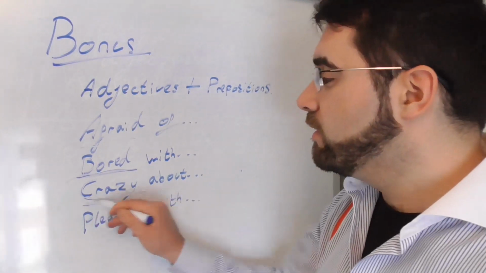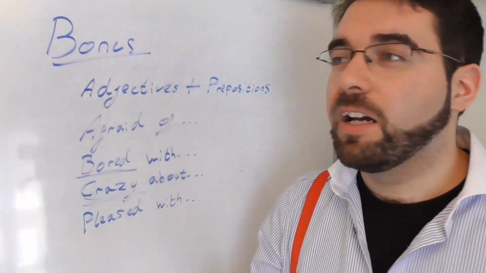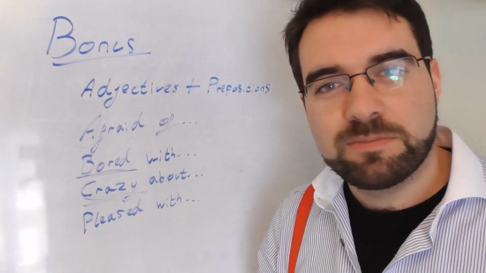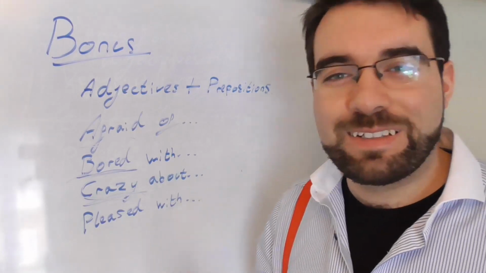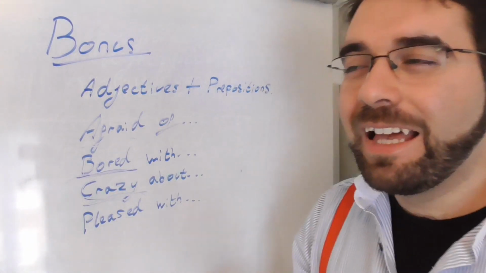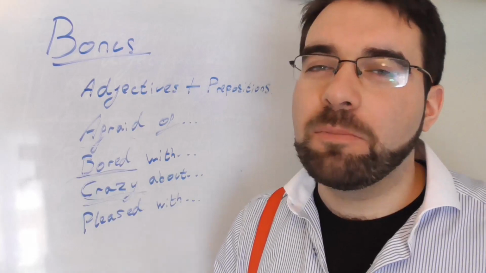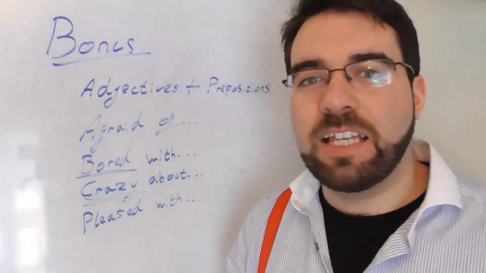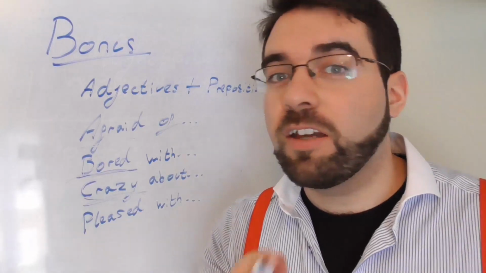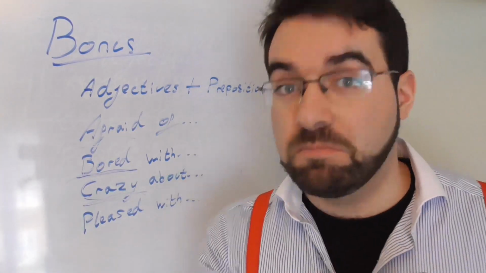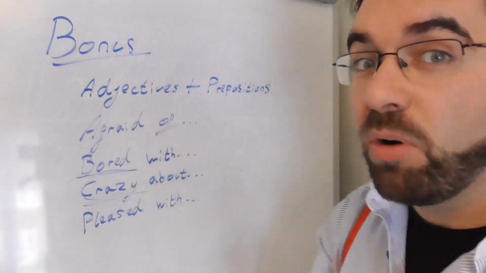Crazy about. She's crazy about me. That's a nice one. She's crazy about chocolate. That's a good one. She's crazy about painting. They are crazy about painting. What can we say? They're quite crazy about painting. She's really bored with me.